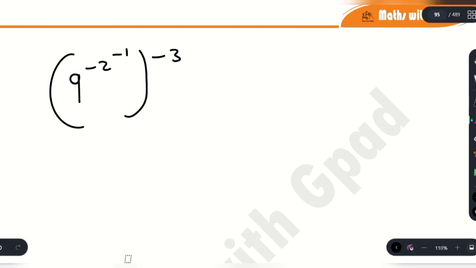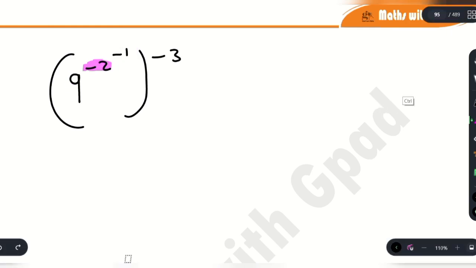Now you must know something. Do not start from this negative 2, because this negative 2 has an index. It has an exponent, which is what? Negative 1. So you must apply the exponent of negative 1 to negative 2 first, before you now apply the result to 9. Be careful about that.